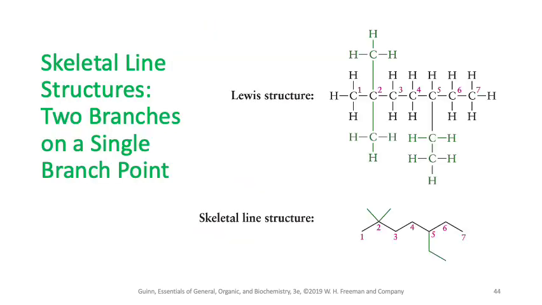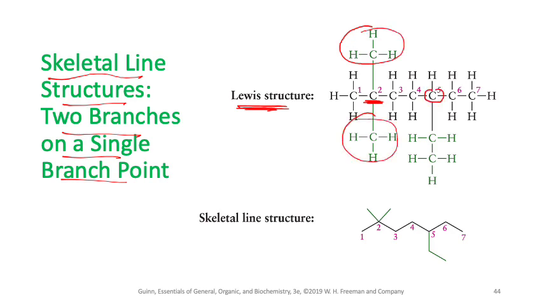So now let's take an example. It says write the skeletal line structure for 2 branches on a single branch point. So this is a loose structure. On the second carbon you have 2 branches, one on the top, one on the bottom, and on the fifth carbon you have one branch that contains 2 carbons, right? So how are you going to make a line structure formula? First you have to see how many carbons are in the straight line without breaking the line. 7. So you have to make 7 points. 1 2 3 4 5 6 7.